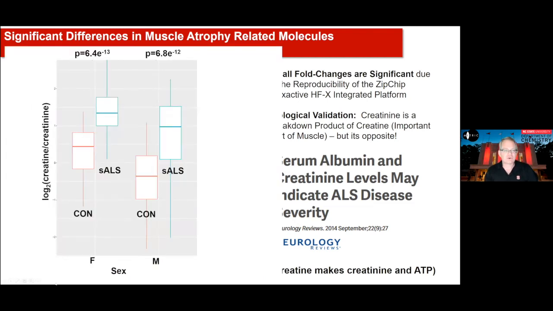If you look at the controls versus the sporadic ALS in the males and the females, you can see the p-values in terms of predictability between the controls and the ALS samples are on the order of 10 to the minus 12, 10 to the minus 13. And this isn't the first time this has been seen. We weren't really looking for it. It just stood out in the data set, as well as many other things that we're currently pursuing.